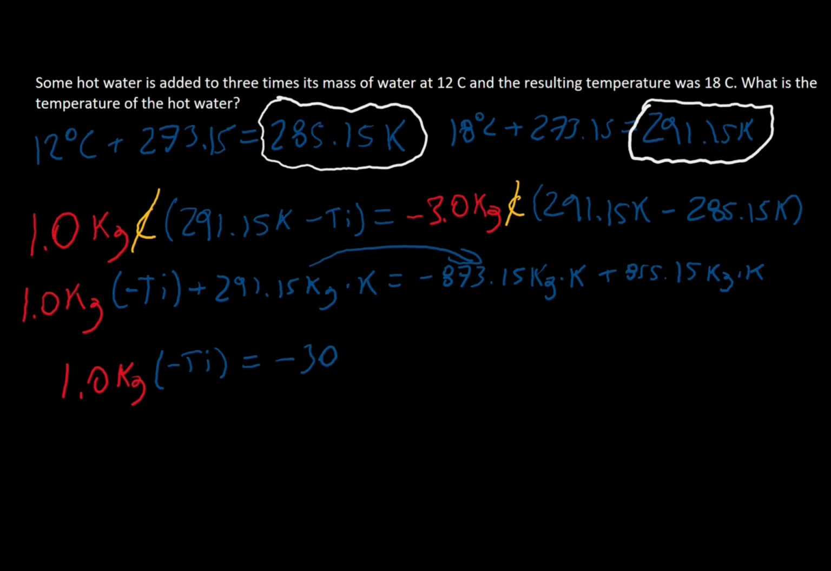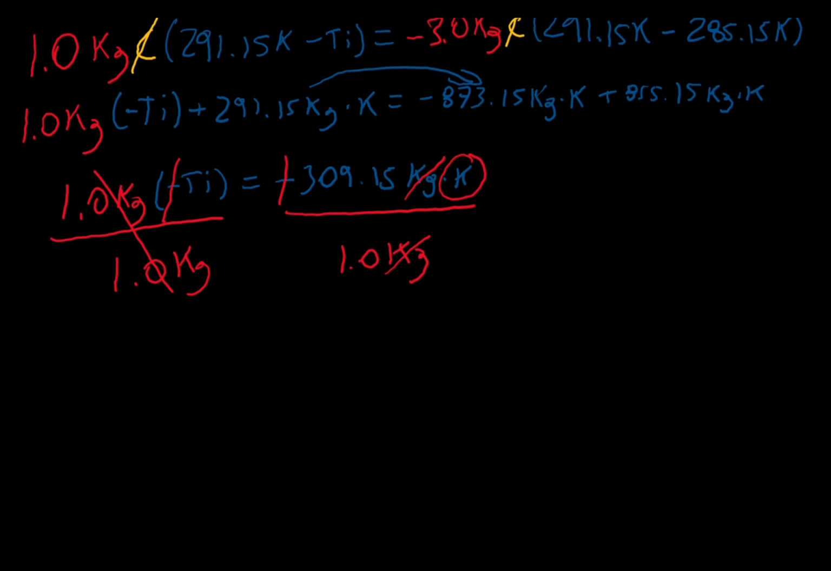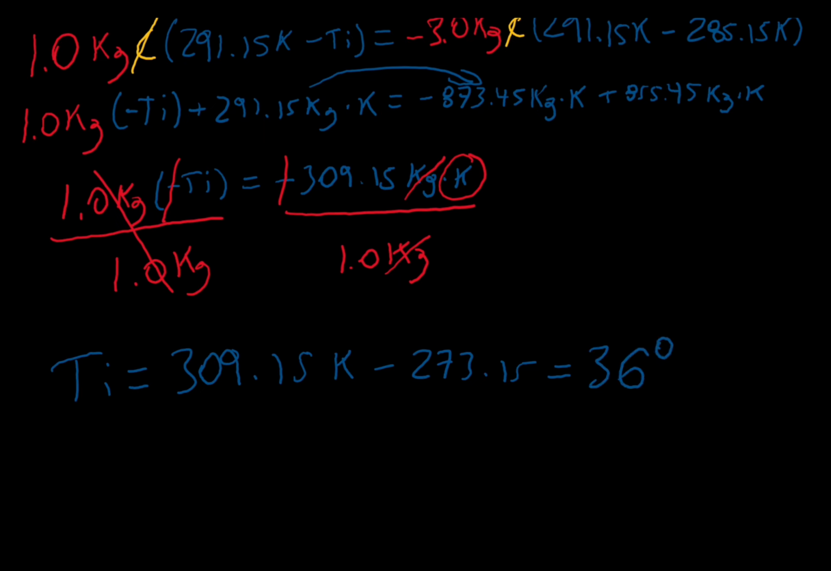And once we move this temperature over to the other side, we will get a resulting negative 309.15 kilograms Kelvin. And now to isolate for the initial temperature, we are going to divide out the kilogram from each side, leaving our answer in Kelvin. And also, since both sides are negative, we can just cross them out to make them both positive, meaning that our initial temperature is 309.15 Kelvin, but taking it one step further, we can turn this into Celsius by subtracting 273.15, and we get a final answer of 36 degrees Celsius.